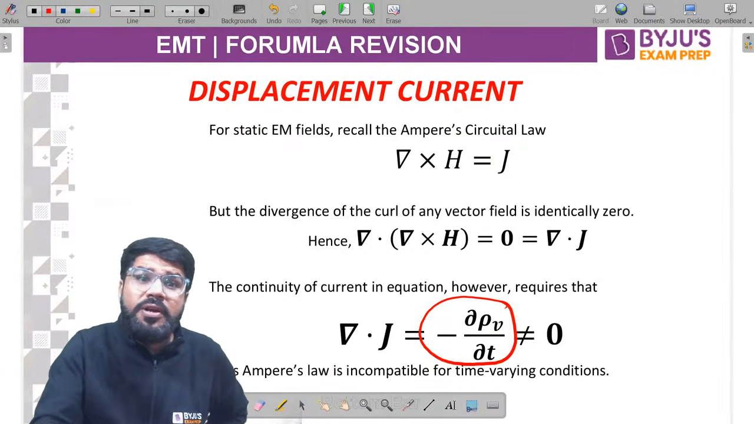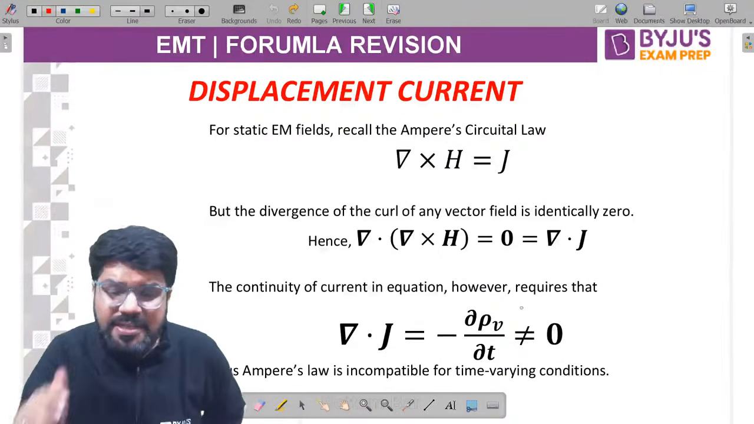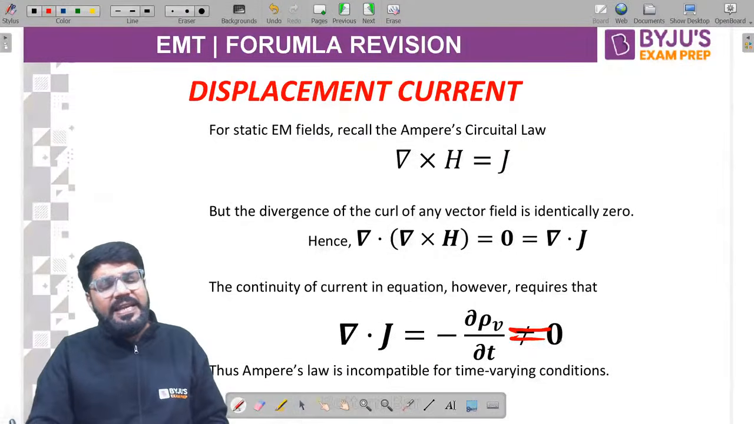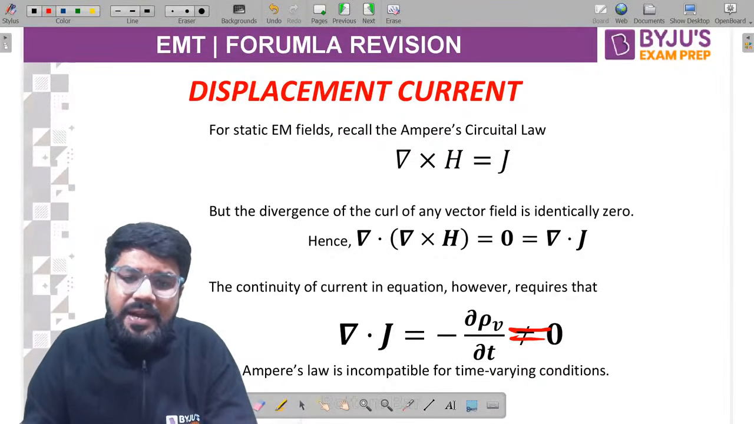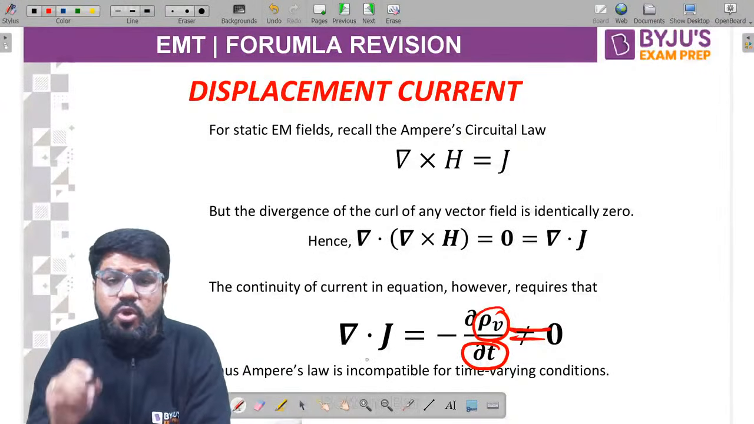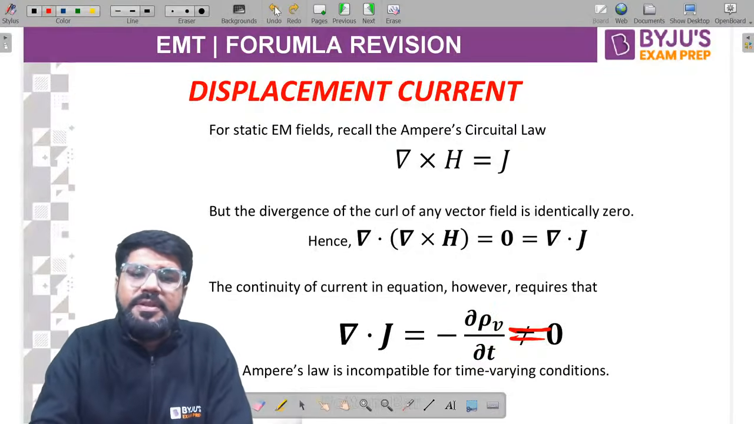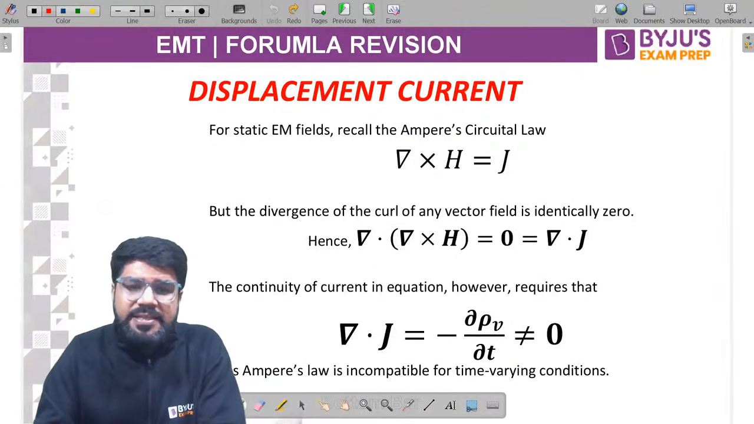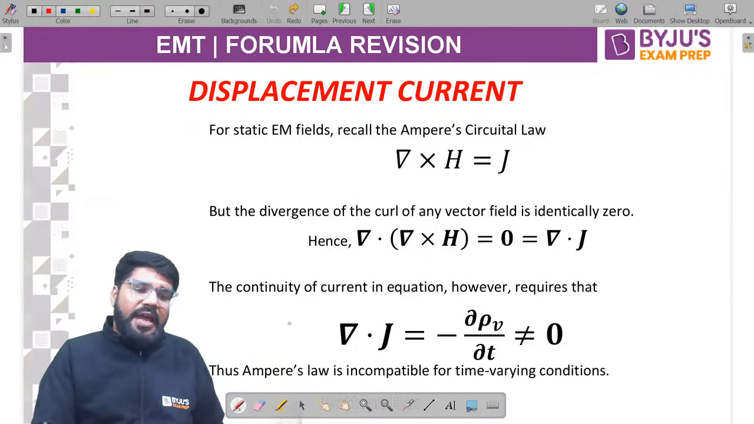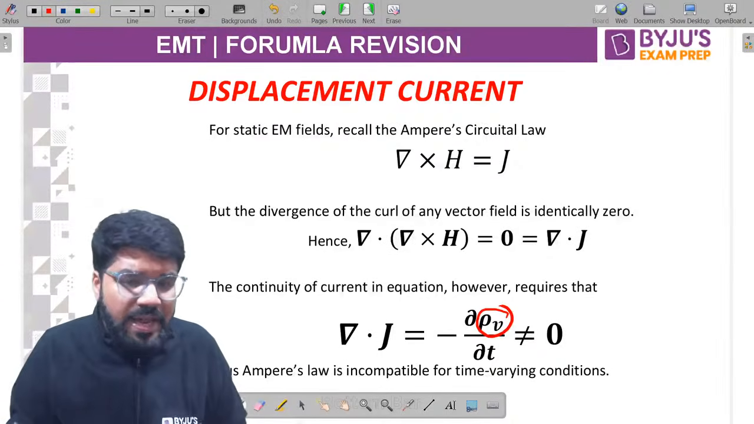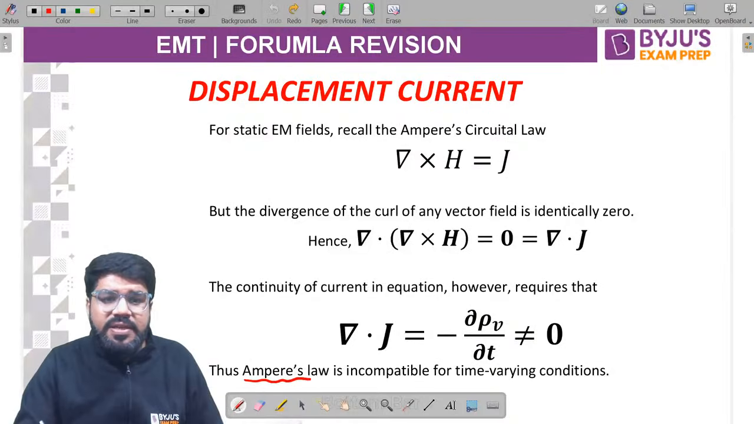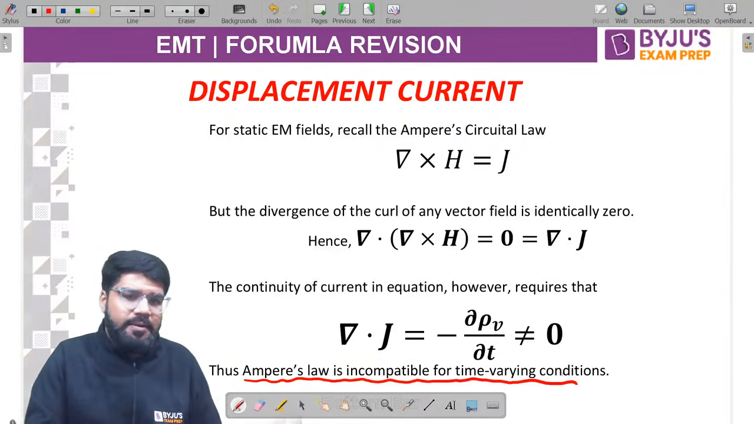That should not be equal to 0 for time varying fields. Suppose del rho V by del t is equal to 0, what does this signify? That rho V is constant with respect to time, because only the differentiation of a constant will be 0. That means rho V is not dependent on time. But in a time varying situation, if rho V is a function of time, then its derivative is not equal to 0. So for time varying conditions, Ampere's law is inconsistent, incompatible.